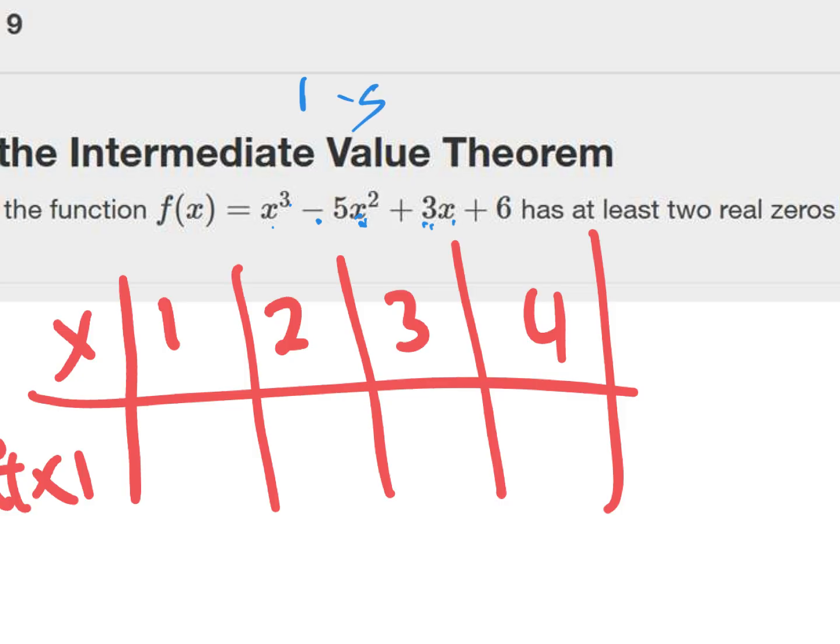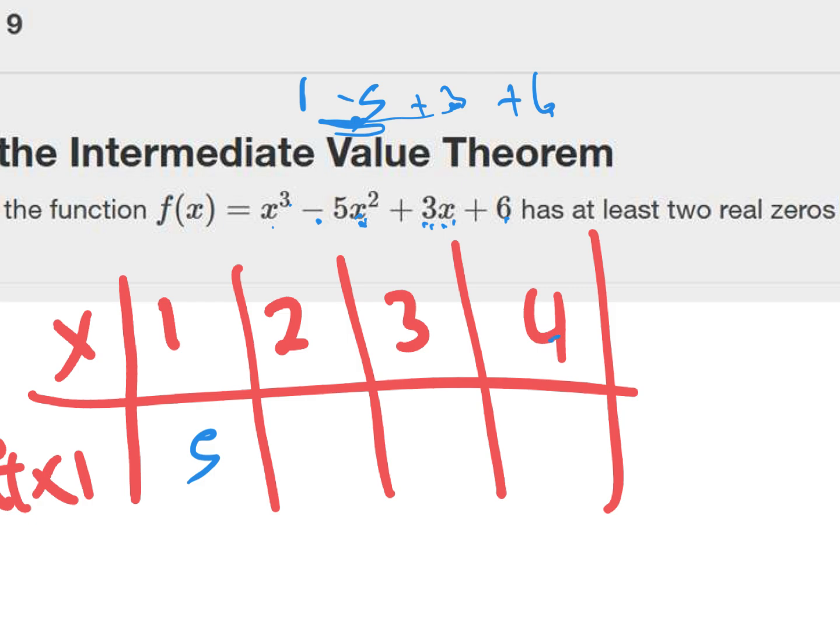3 times 1 is 3, plus 6. If I did it right, I have 1 minus 5, that's a negative 4. Negative 4 plus 3 is a negative 1. Negative 1 plus 6 is 5. I think it's 5. I hope it's 5.